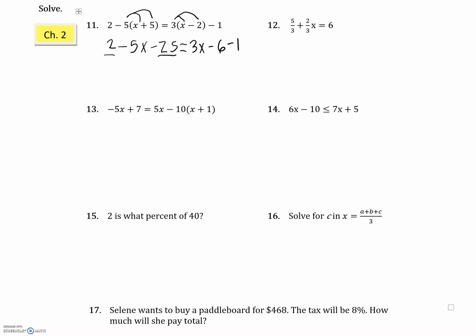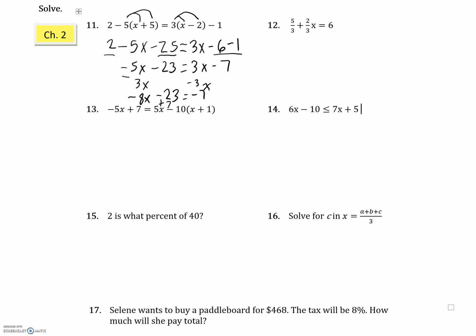We have 2 constants on the left and 2 constants on the right. So on the left-hand side of our equation, 2 minus 25 is negative 23. On the right-hand side, we have 3x minus 7. Now we'll start collecting x's on the same side and constants on the other. Oh, my x didn't work over there. Close enough. We have now negative 23, negative 8x, and negative 7.